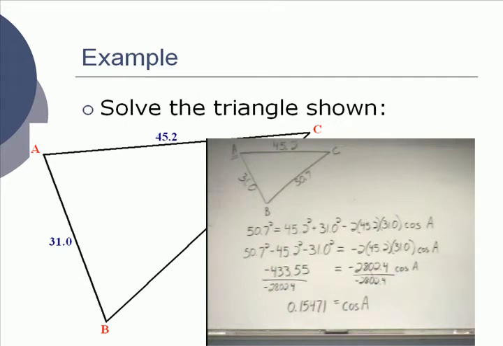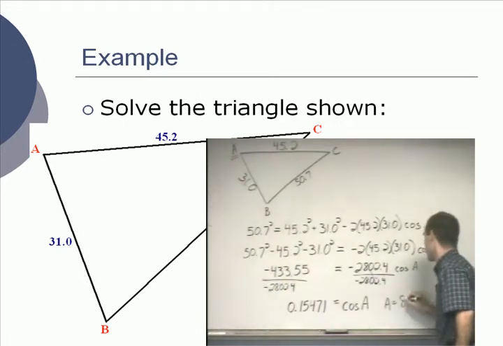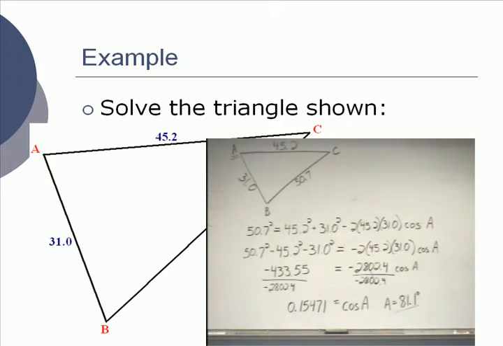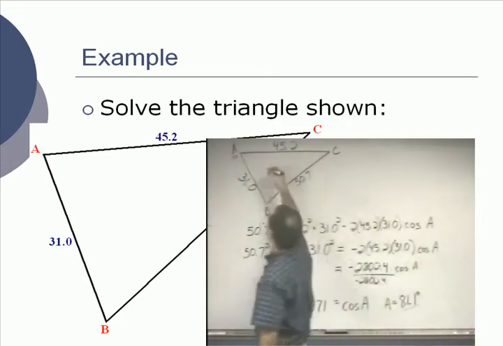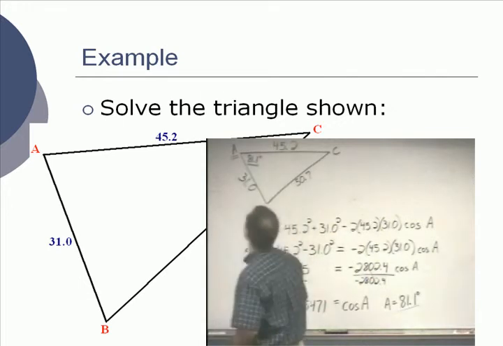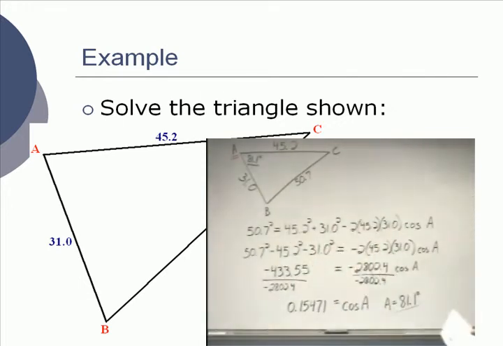So what does A work out to be here? 81.1 degrees. It's positive. First quadrant, 81.1. It's acute. Okay, stop there for a minute. Now you've got a foothold. Now you know an angle and the opposite side.